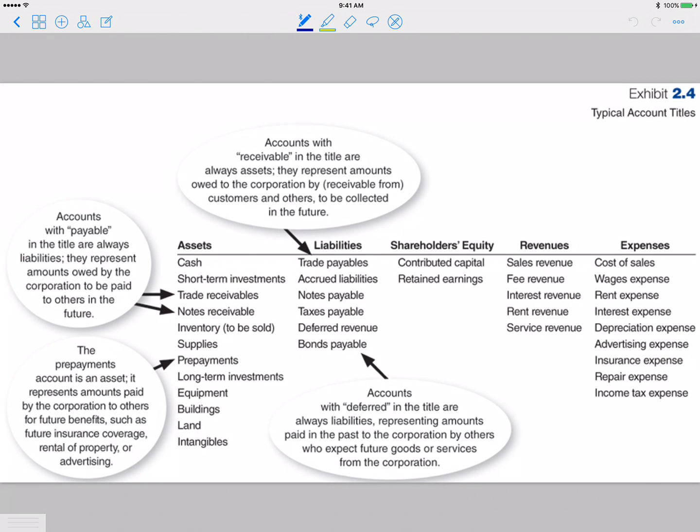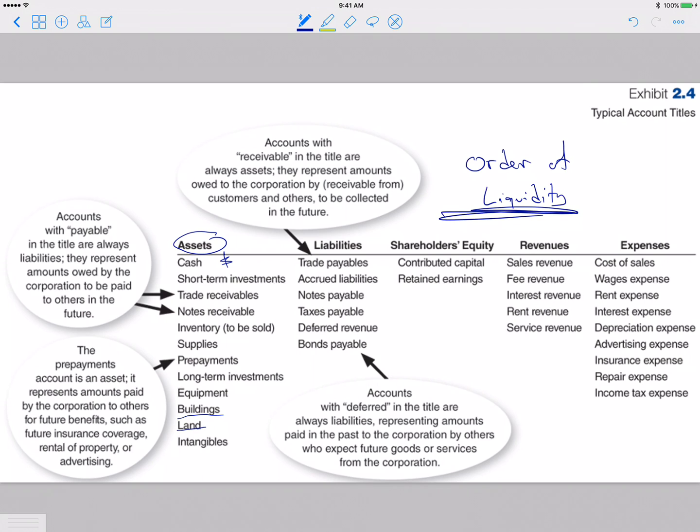So here is an exhibit from your textbook, and these are typical account titles. So if you look in our assets, we have cash, short-term investments, trade receivables, note receivables. And as you go down the list, we have supplies, prepayments, buildings, lands. They are in order of liquidity.